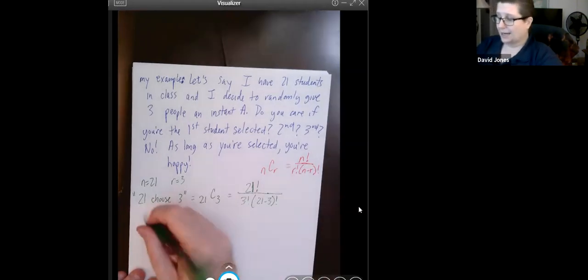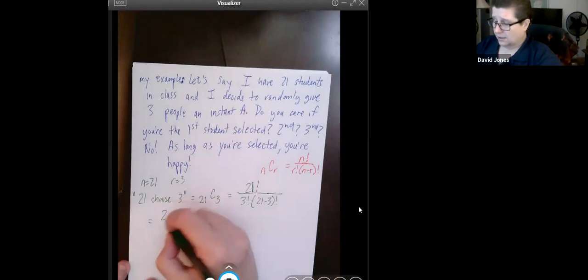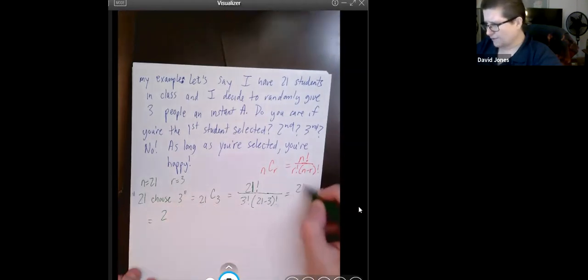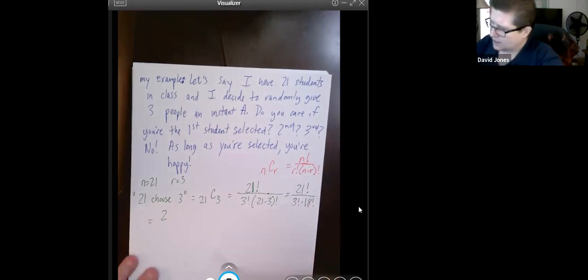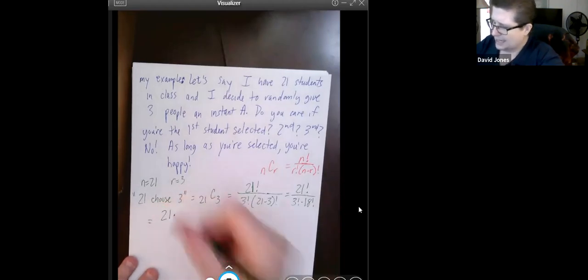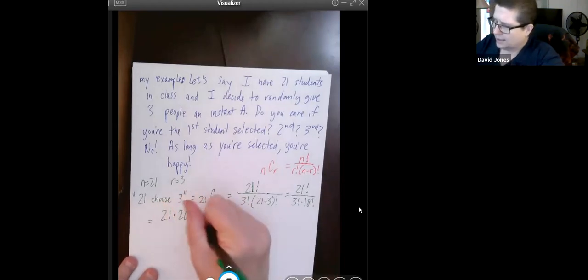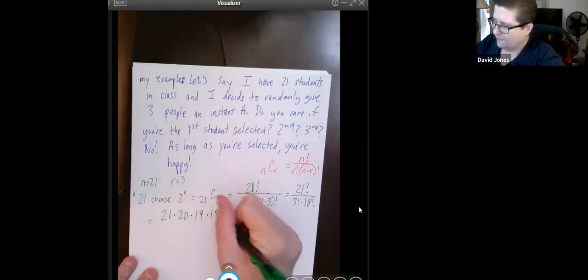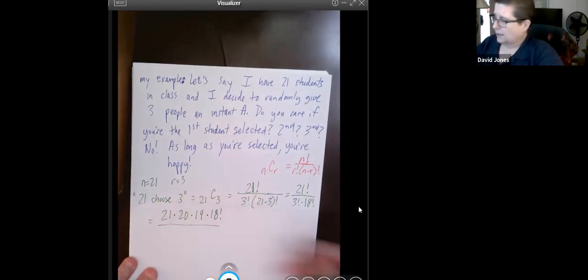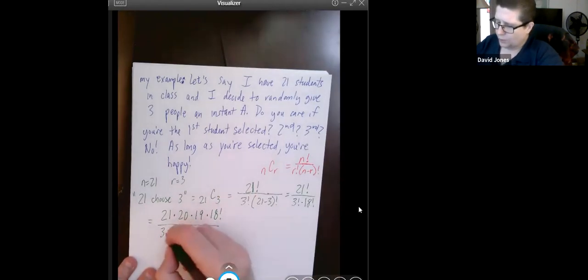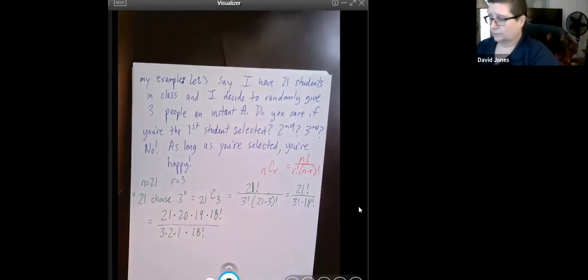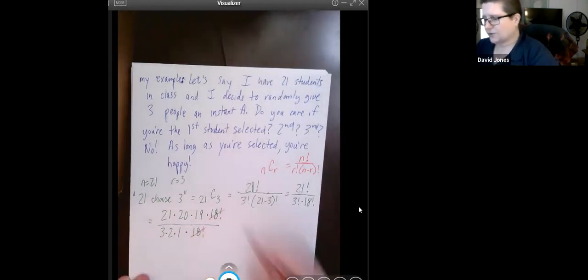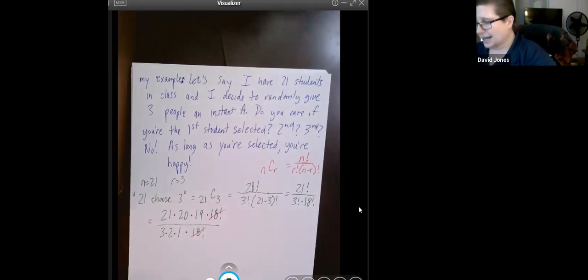It's easy to work out by hand. That ends up being 21 factorial over 3 factorial and then 21 minus 3 is 18 factorial. So along the top, I'm going to go down until I get to 18: 21 times 20 times 19 times 18 factorial. Then I'll write out my 3 factorial, 3 times 2 times 1 times 18 factorial. The factorials for 18 cancel, and I can try to simplify.